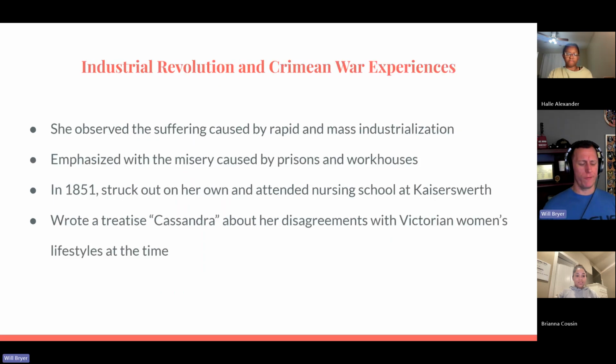The two formative experiences she had over the course of her life were, first, being alive during the Victorian era and the Industrial Revolution, and second, the Crimean War. Those two experiences that she encountered firsthand shaped her philosophy on nursing and what it should be, because it was something she wanted to do since she was a kid. She observed the suffering and the pain caused by rapid and mass industrialization. She was a very empathetic person, so she empathized with the misery caused by the prison complex and the industrial workhouses at the time. There were no safety regulations, lots of injuries, maimings, and deaths.